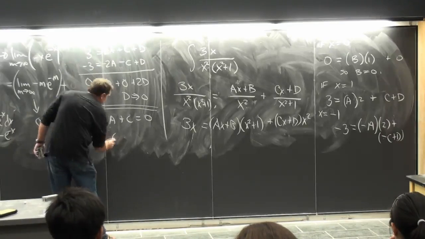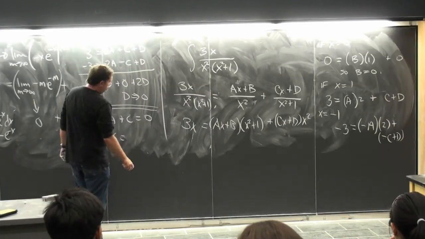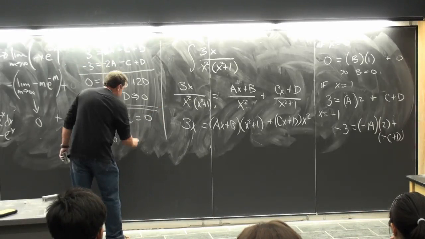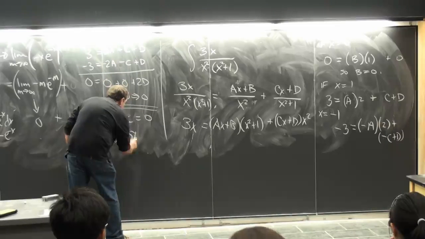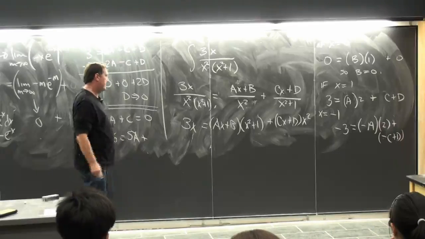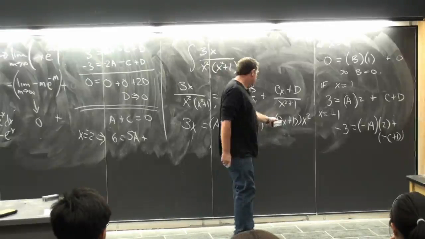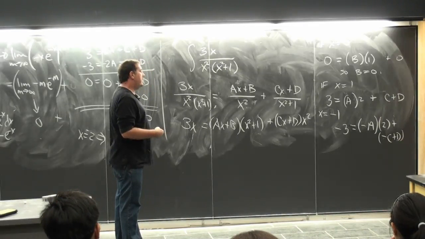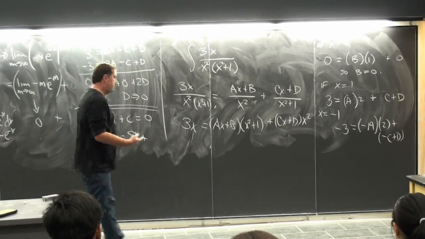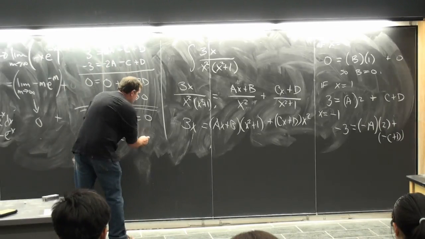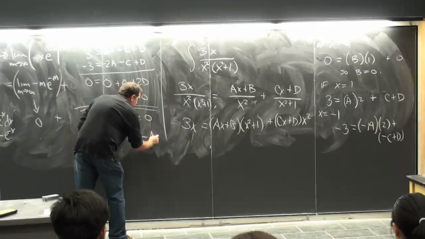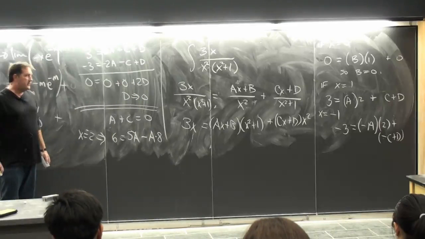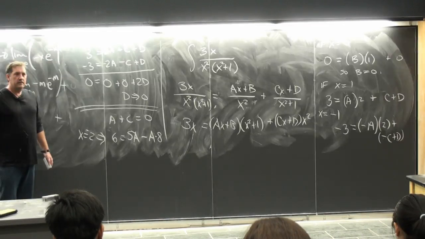This tells me that 6 equals a times 5. And b is 0, so that's gone. C is negative a, so that's negative a times 2 times 4. If I did this right, is that correct? Yeah.